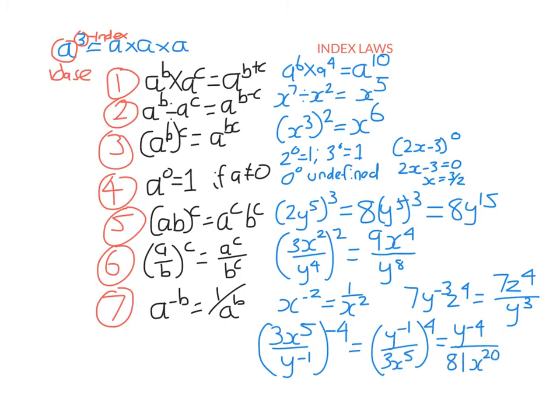Now, because we have a negative power on top, we can move it to the bottom and write it with a positive power. So we're just left with 1 on top, and on the bottom, 81x to the 20, and write the y with a positive power.